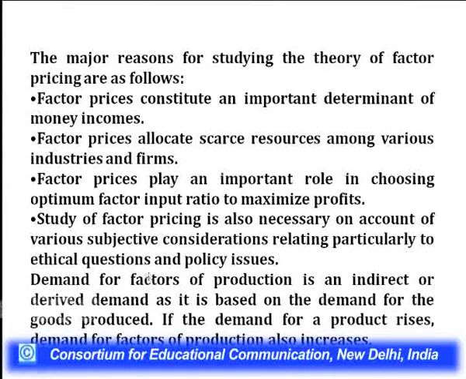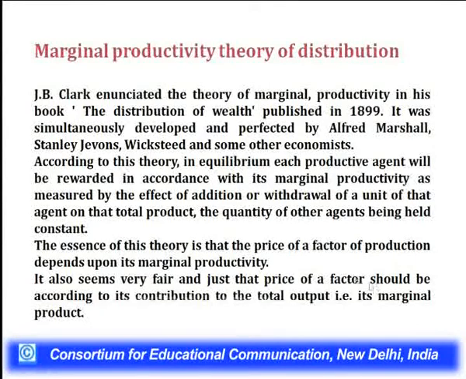Demand for factors of production is an indirect or derived demand, as it is based on the demand for goods produced. If the demand for a product rises, demand for factors of production also increases. Actually, demand for a factor of production is the derived one, not the direct one.